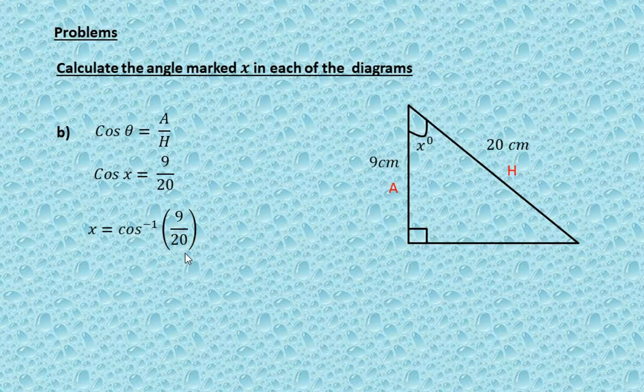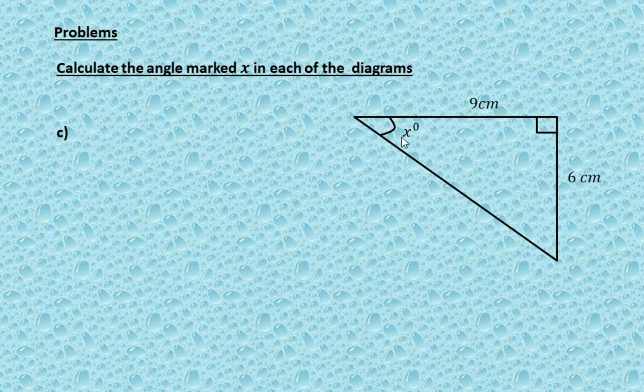Use a calculator, find this answer and write your answer in 1 dp. In angle cases, use a 1 dp answer. That is, x is equal to 63.3 degrees. The next problem.